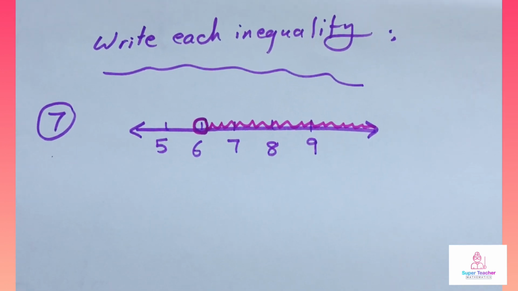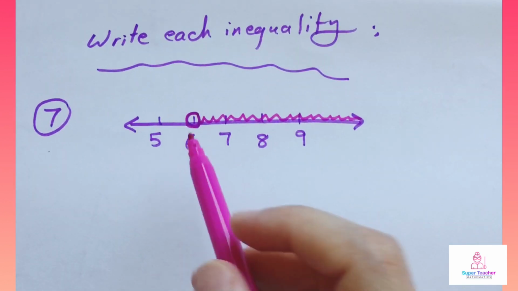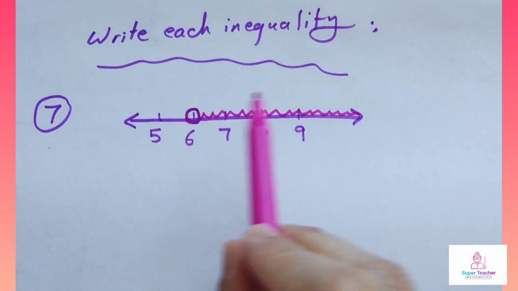Now this is the third type of question we can face in inequalities, which is write each inequality. They will give me the graph and I will write the inequality. Okay, question 7, write each inequality, and we have this graph.